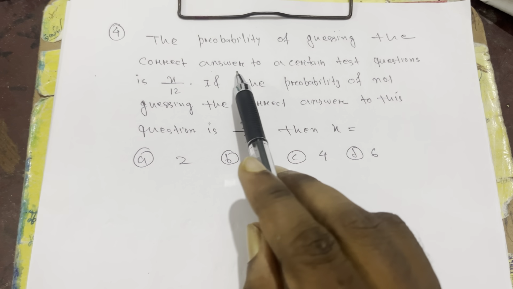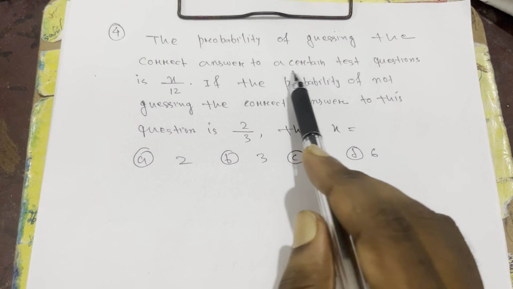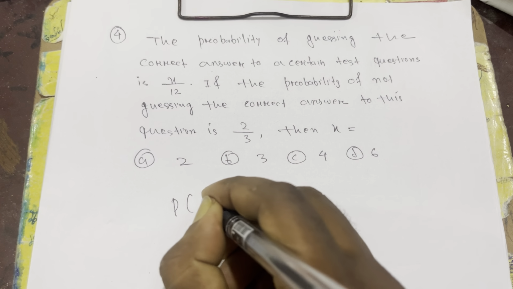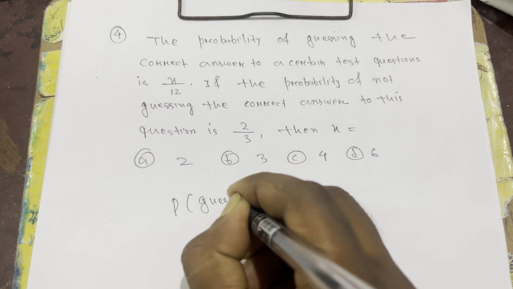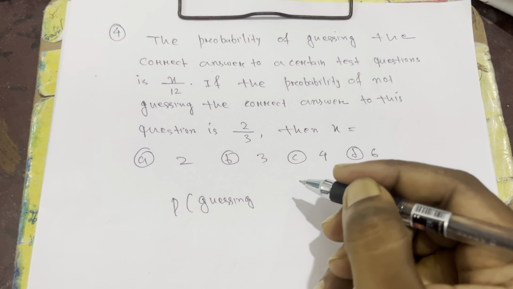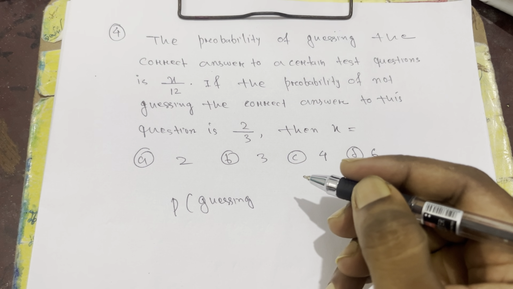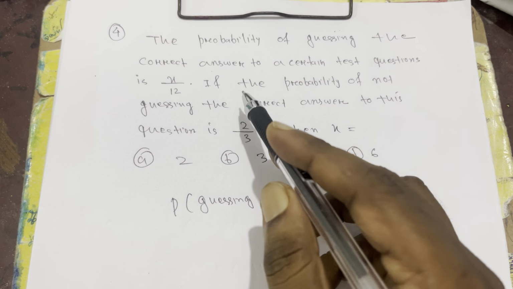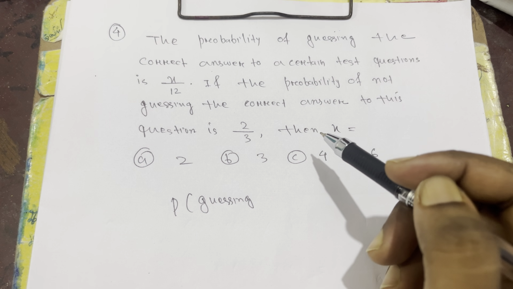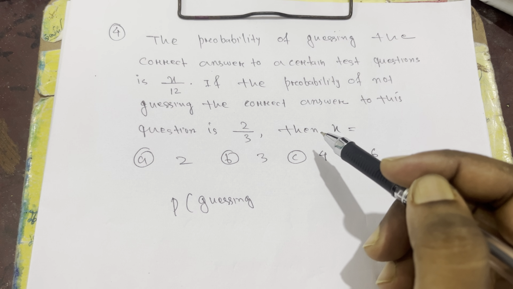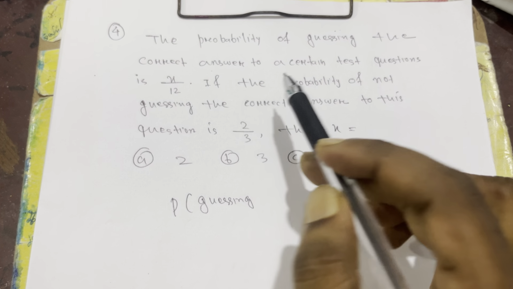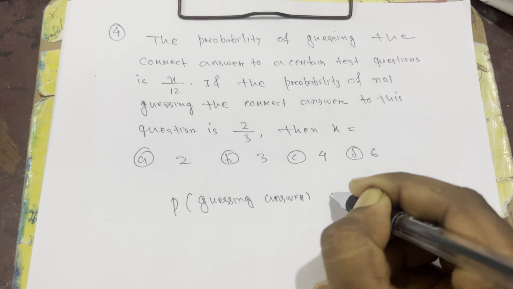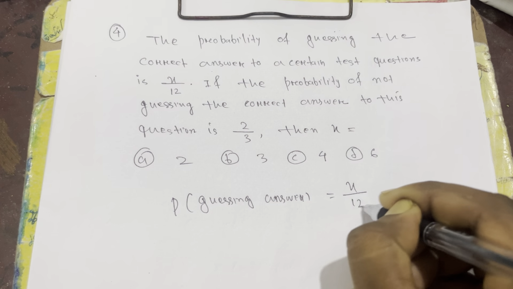Question number 4. The probability of guessing the correct answer to a certain test question is x by 12. So what is given? Probability of guessing. Sometimes you guess to choose the MCQ correct answer, yes or no? In the same way, if the student guesses the question, then the possibility of a correct answer for a certain question is x by 12.